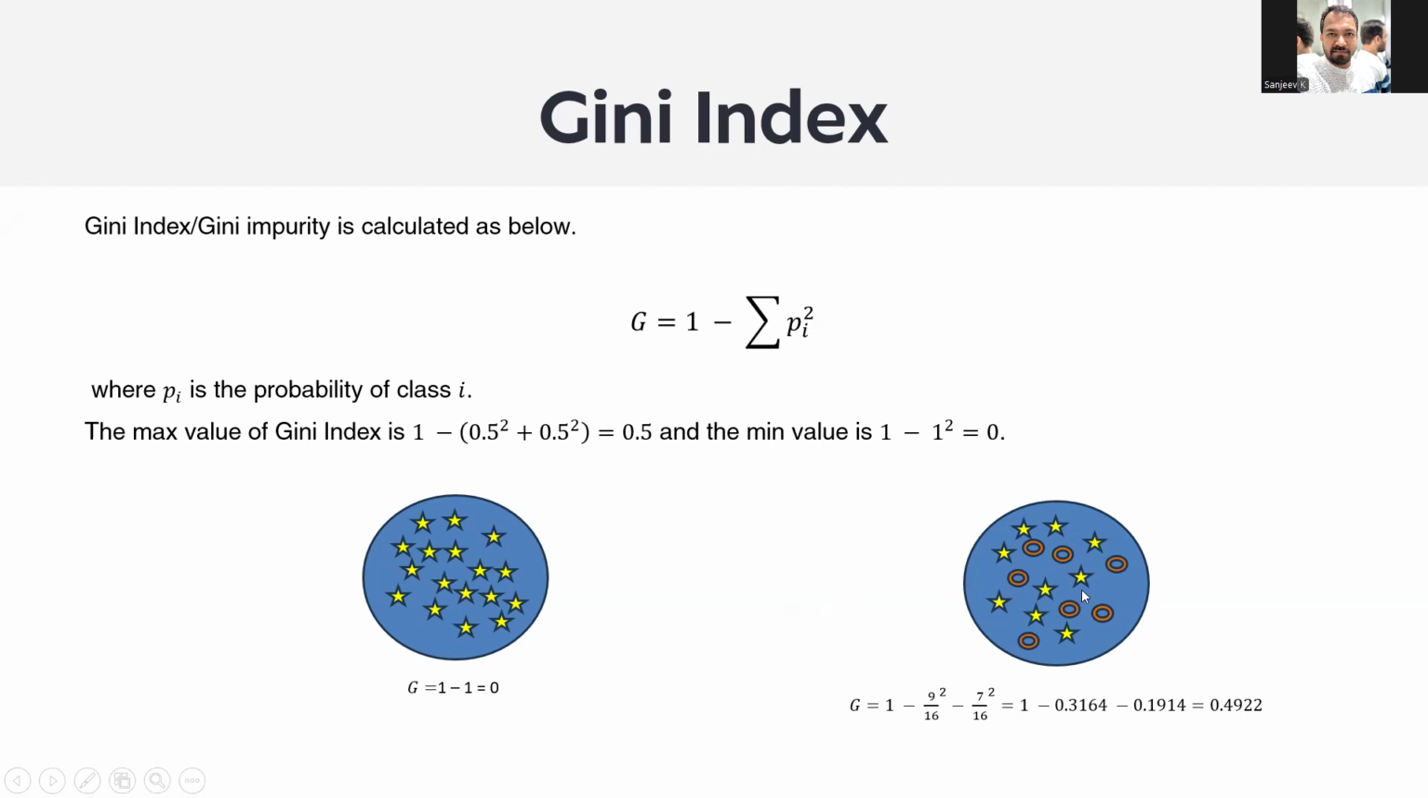The takeaway is that whenever there is more than one class in the feature, you will have a non-zero value. If there is only one class within the feature, then you will have a 0 value. This is the Gini index formula.